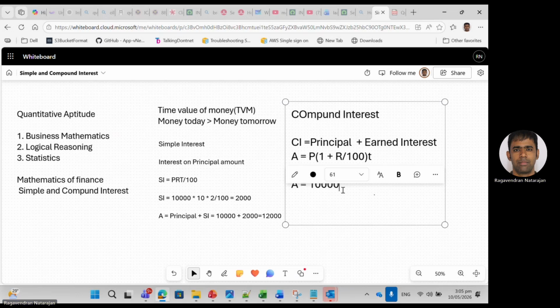A equals 10,000 into 1 plus 10 by 100, the same principal amount we used in simple interest, the same rate and the same time period, so that you can differentiate between how much you earn in simple interest and in compound interest. So 10,000, 1 plus 10 by 100 to the power of 2, which gives me 2,100.